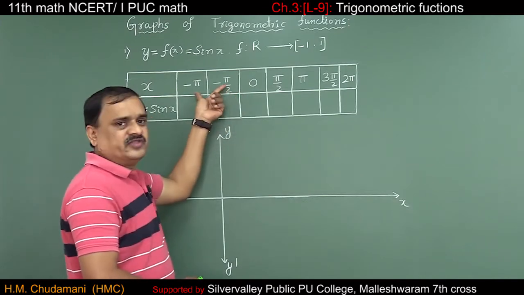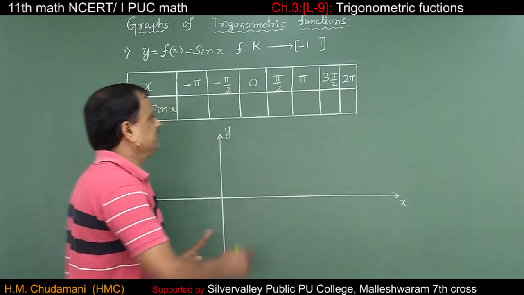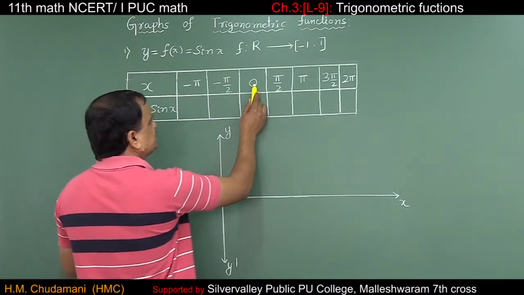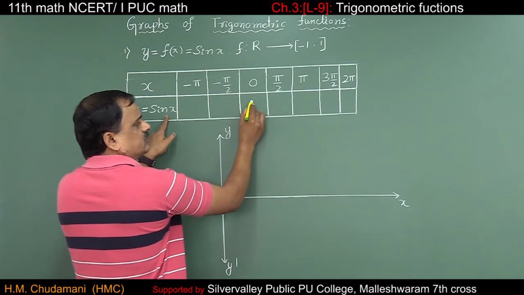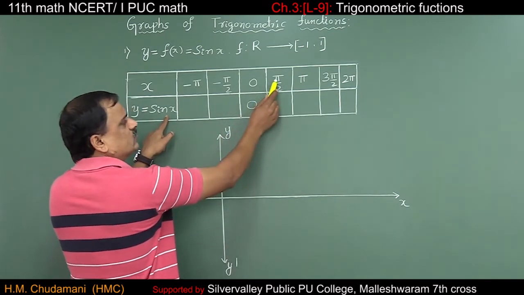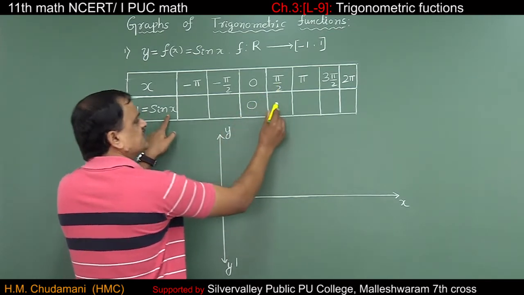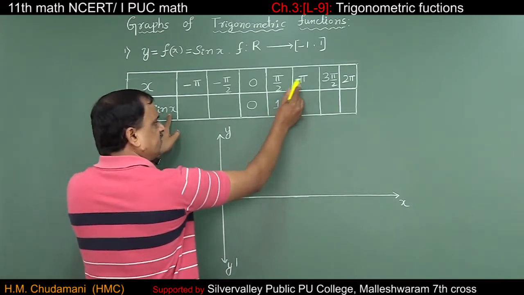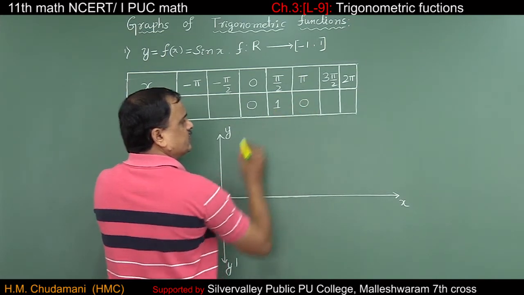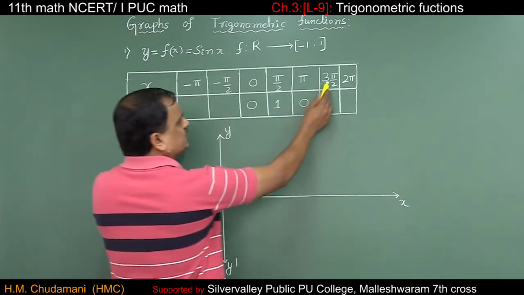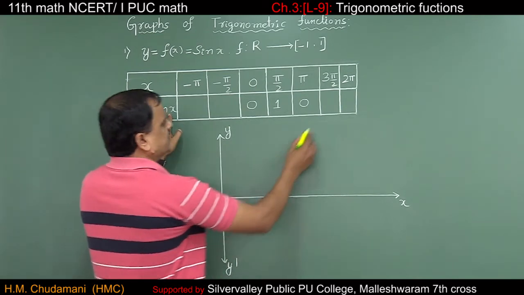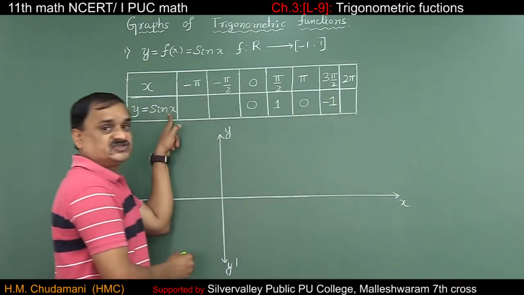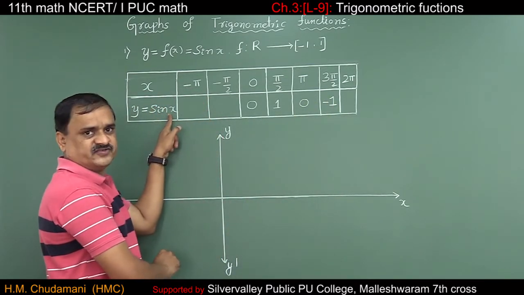Let us take a few negative values and a few positive values. X and y values, where y is sin x. When x is equal to 0, sin 0 is 0. When x is equal to pi by 2, y equals sin pi by 2, which is 1. When x is equal to 180, sin 180 is 0. That means y equals 0. When x equals 3 pi by 2, y is equal to sin 270 degrees, which is minus 1.